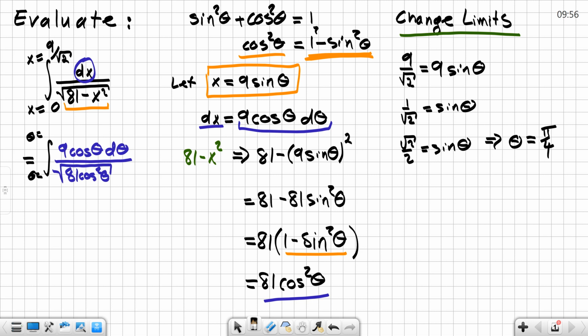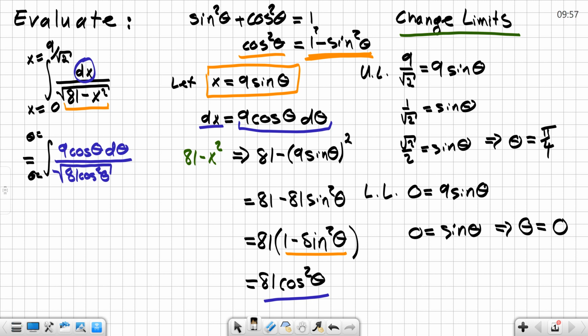Doing the same thing with the lower limit, this was the upper limit, let's have a look at the lower limit. 0 is equal to 9 times sine of theta. Dividing both sides by 9, we end up with 0 is equal to sine theta. And of course, that means that theta was equal to 0. So I have my new limits, pi over 4 and 0.